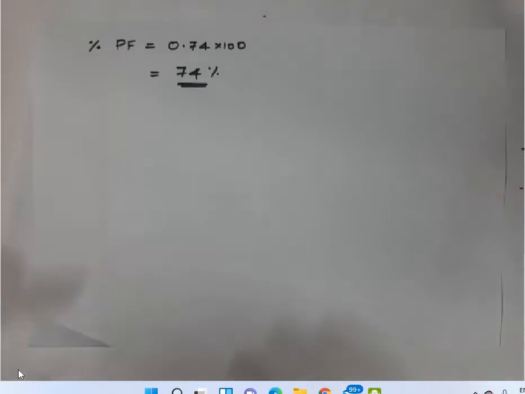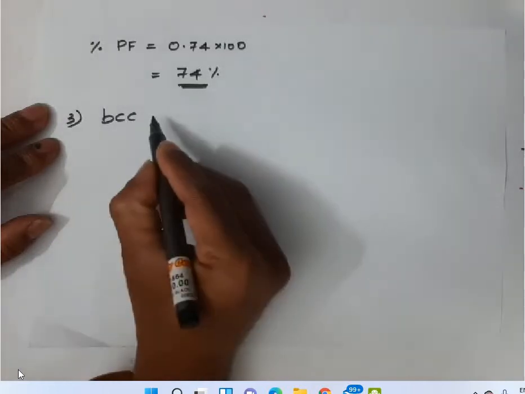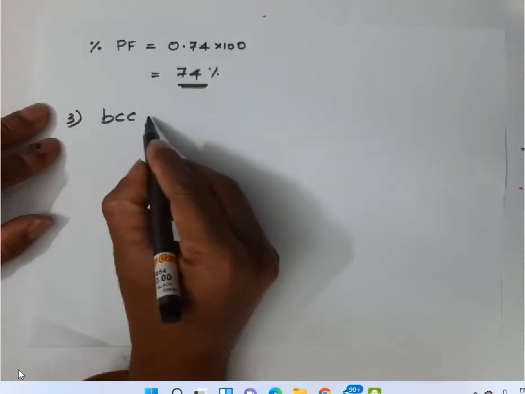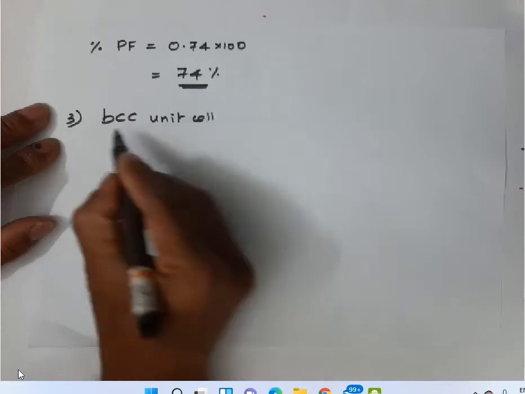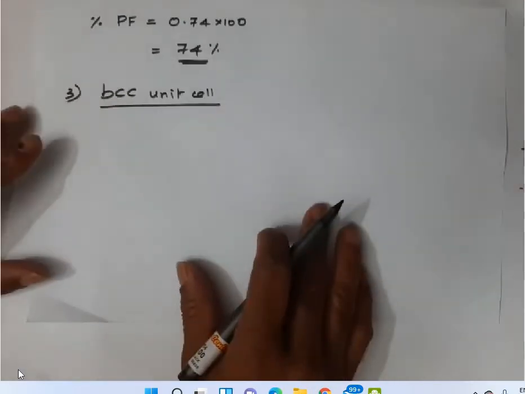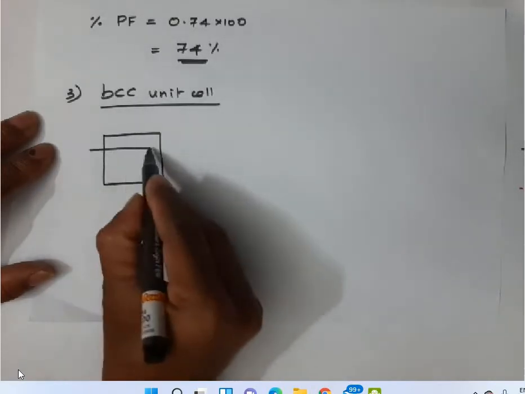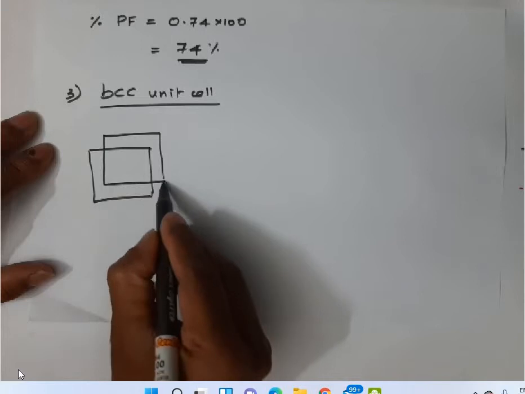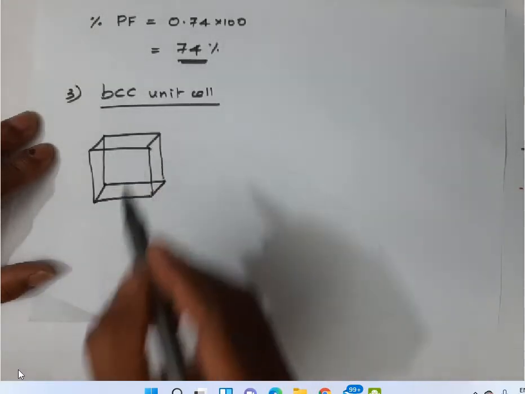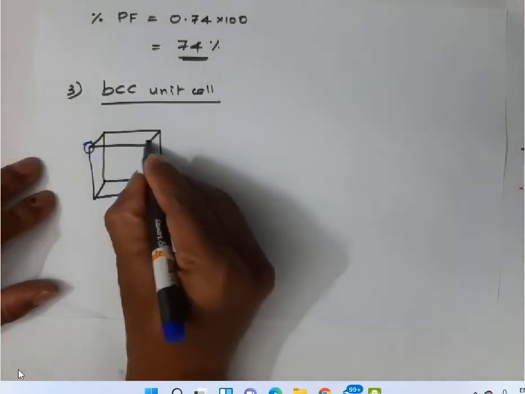Okay, then the third one is BCC, body centered cubic unit cell. What about the packing fraction for the body centered cubic unit cell? We have to proceed in a similar manner. Okay, so let me take a cube. I'll draw a cube. Okay, my drawings are not so nice, but assume that this is a perfect cube. Now you know very well in BCC all the corners are occupied by atoms.